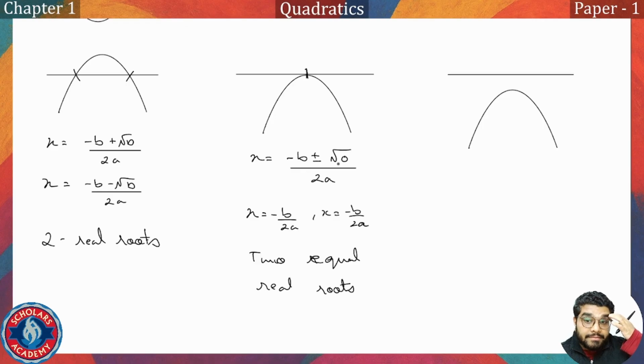Both the roots are same. So we get two roots, both the roots are equal and real.